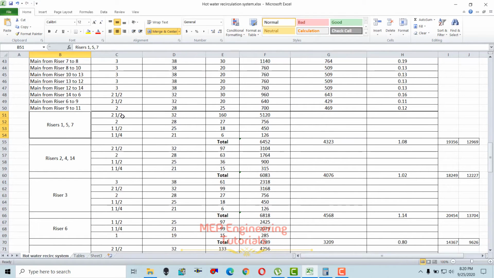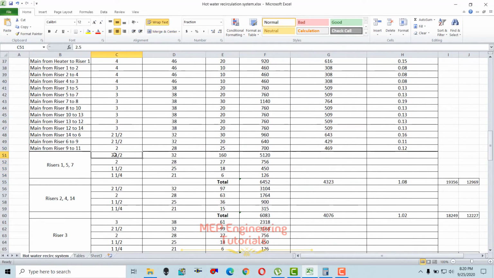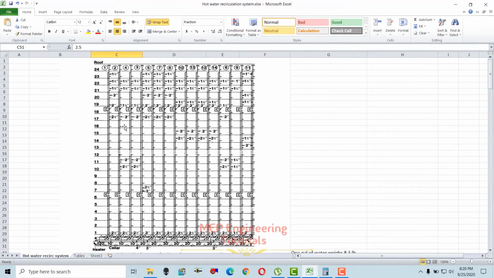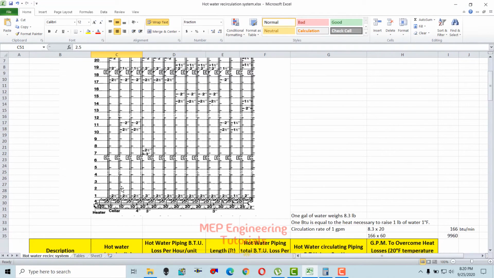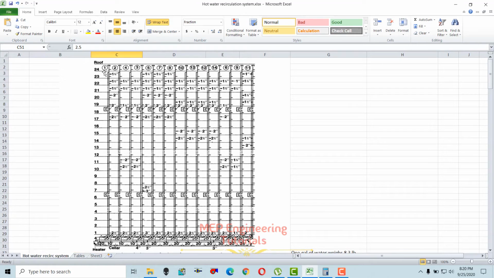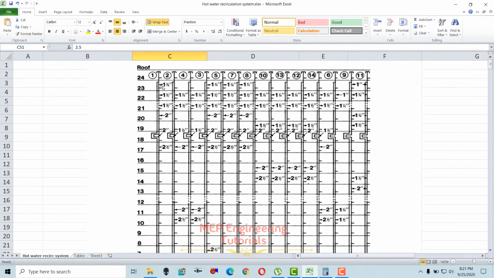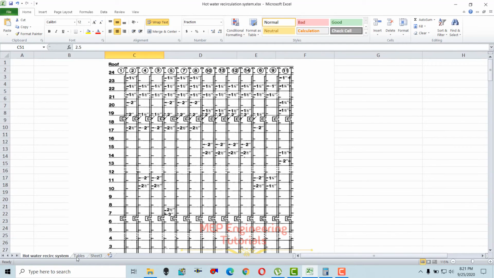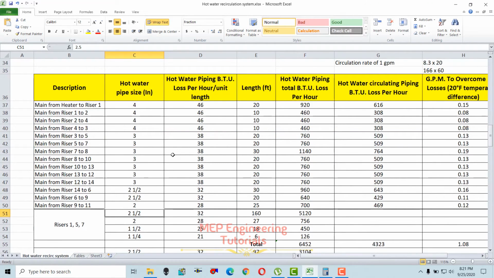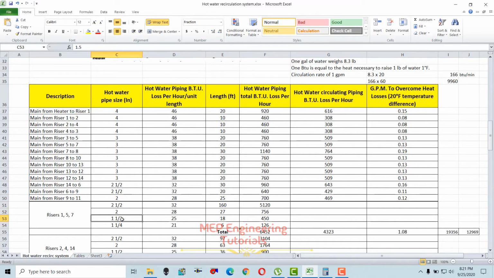So riser 1, if you see which pipe do we have in riser 1, hot water piping. I'm talking about the hot water piping, what we have here in riser 1. So in the riser 1 we have 2.5 inches, 2.5 inches, 2 inches, 1.5 inches and 1/4. So we have to write all these pipes there. You can see that 2.5, 2, 1.5 and 1/4. So all of the pipes you have to write in here accordingly.